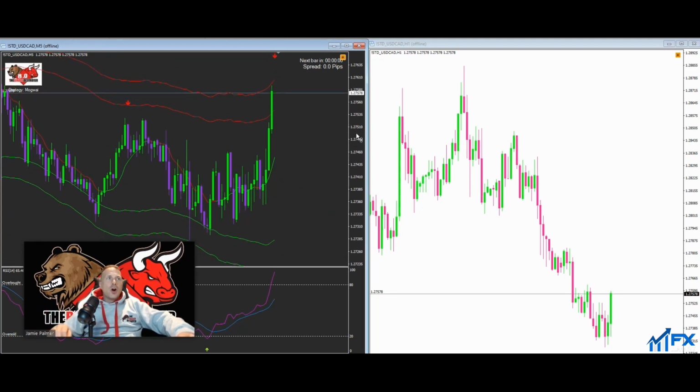Now, I've got USD CAD 5-minute time frame on the left screen. I've got USD CAD on the 1 hour time frame on the right screen, and we're going to use the 1 hour time frame just to look at the overall direction and confirmation of that setup. So looking at the overall direction, is there any support and resistance? What's the market actually telling us? Is it a trend down, pullback? Is it going up? Is it going sideways? Let's have a look.